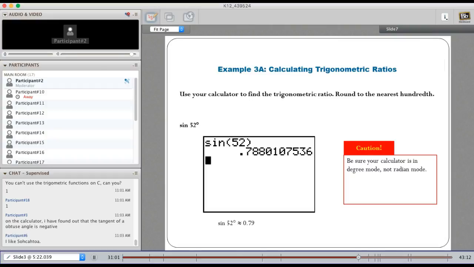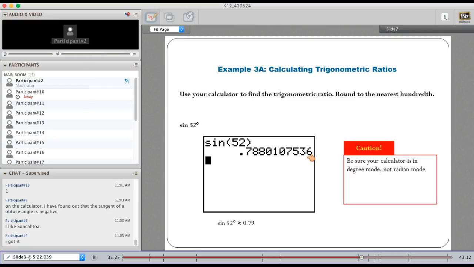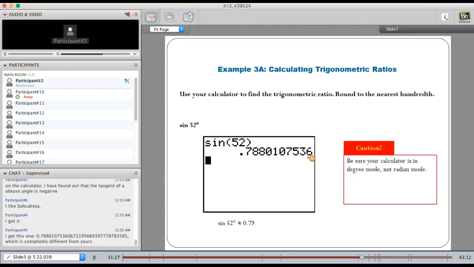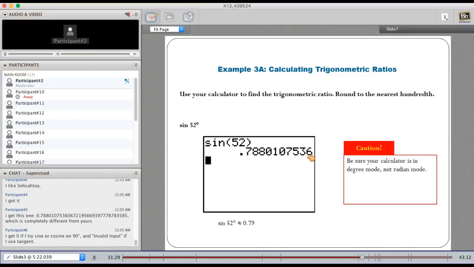Okay, so what I want you guys to do just really quick, just to make sure your calculator's in the right mode, type in sine of 52 and see if you get this decimal. If you're not getting this decimal, you're probably in radian mode and not degree mode. Now on the computer, I'm not sure how you would change that. I'm assuming probably you're going to get this. If you're not getting that, let me know. Yes, Will.